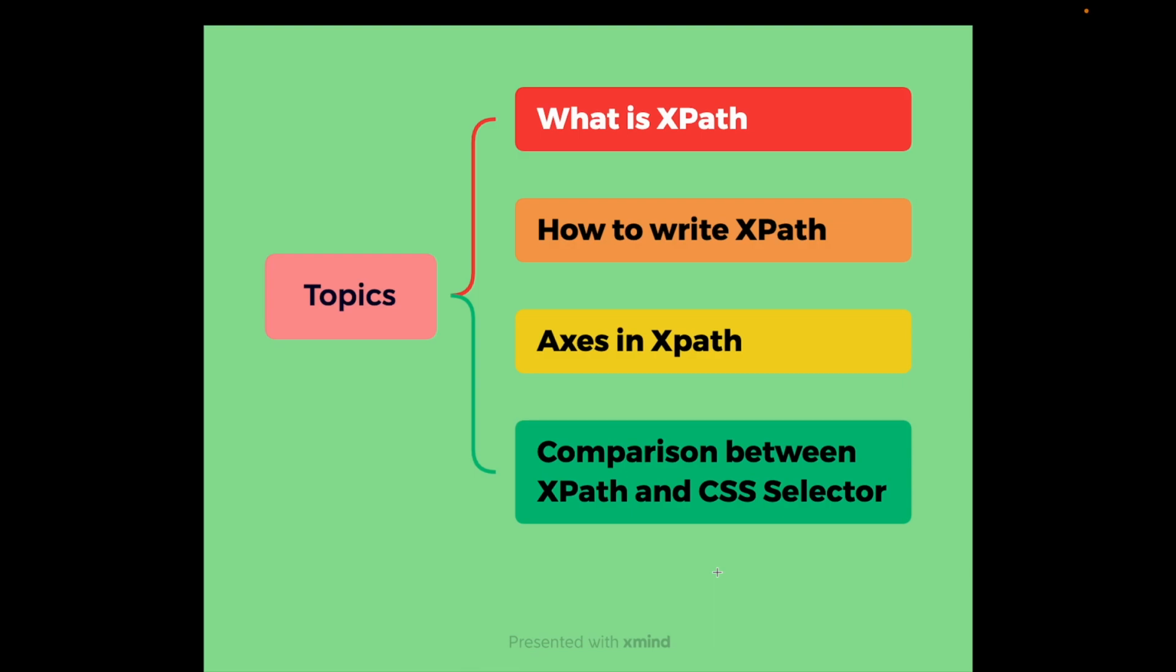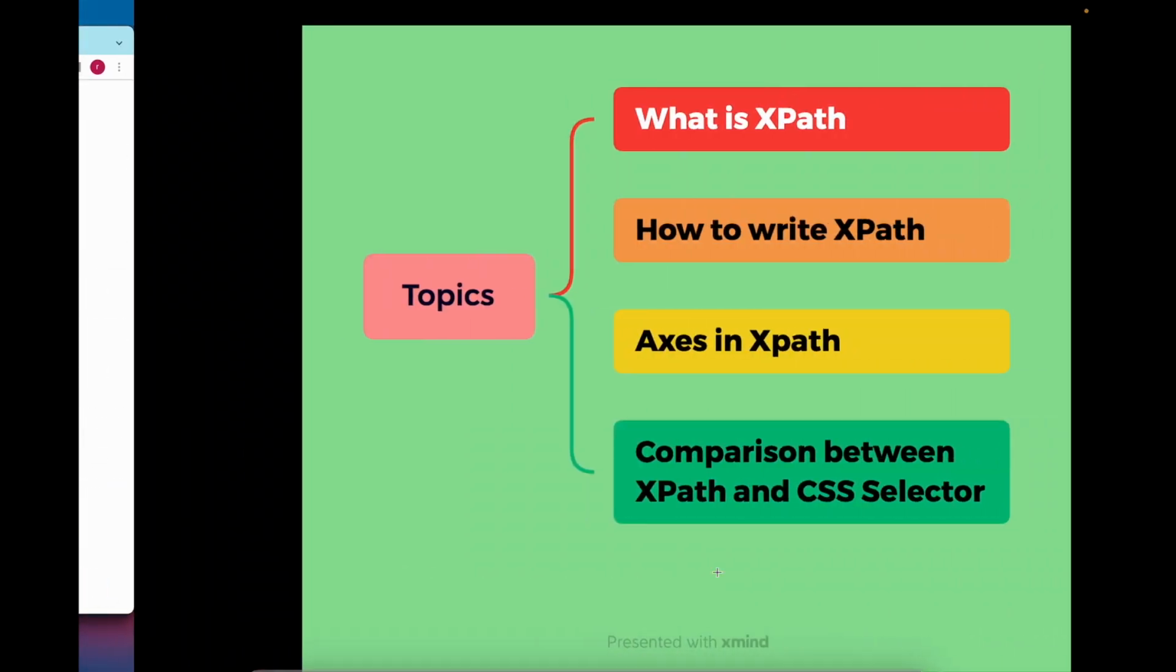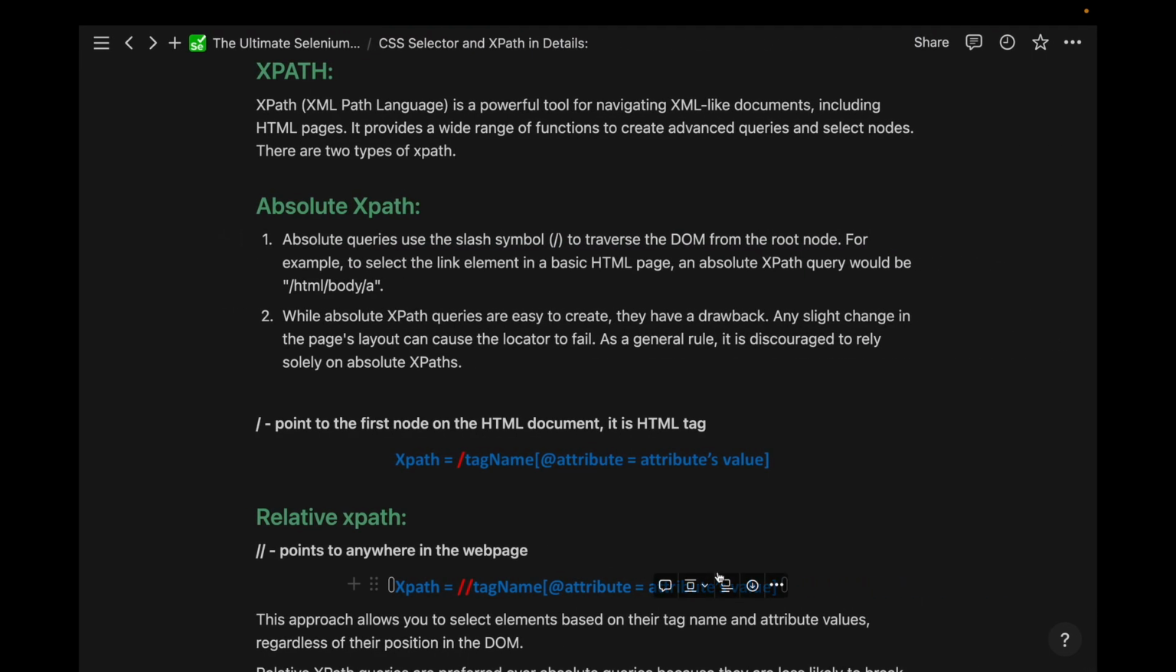In this video, we'll discuss what is XPath, how to write XPath, axes in XPath, and a comparison between XPath and CSS Selector. So let's start. What is XPath? XPath is a powerful tool for navigating XML-like documents, including HTML pages. It provides a range of functions to create advanced queries to select nodes.